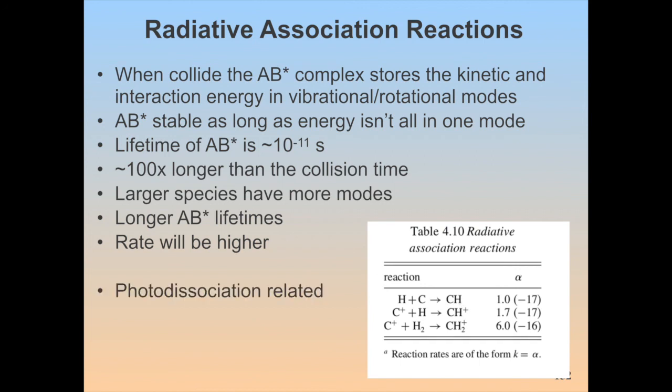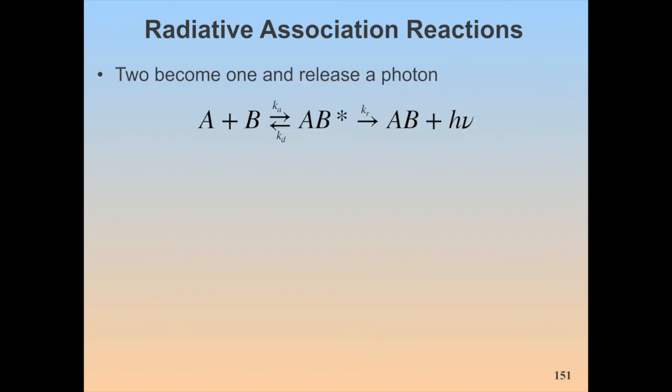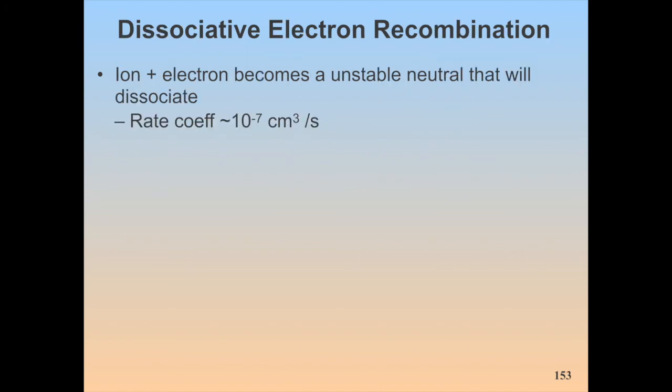Photodissociation is also related to this because essentially it's the reverse reaction. If we just look at this right here, we could very easily say a photon of the right energy comes in, excites the AB to AB star, and then it can dissociate. So really, this could just be very easily reversed if you have photons of the correct energy. So next up is a thing called dissociative electron recombination.